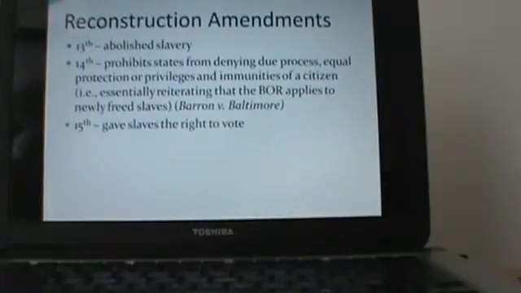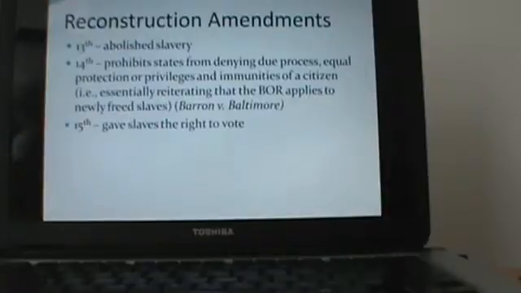The genesis of our modern day civil rights laws, I should say, comes from the Reconstruction Amendments. There are three of them. First is the 13th Amendment, which abolished slavery. The second is the 14th Amendment, and the 14th Amendment does a couple of things. First, it gave slaves the right to be citizens, because before the 14th Amendment, there was the Dred Scott case that said that slaves were not citizens.